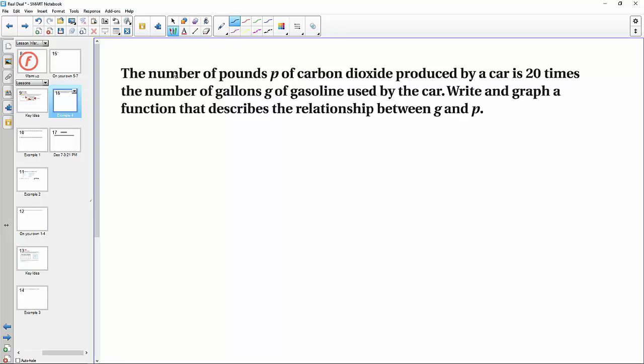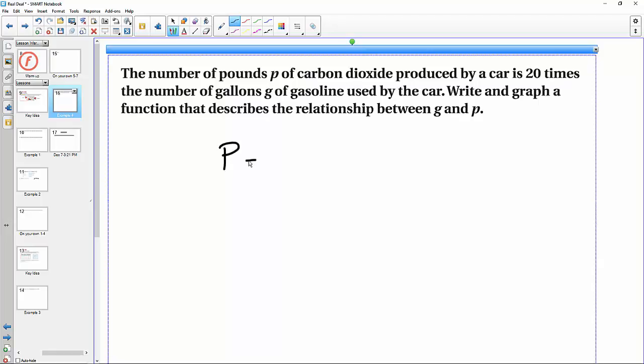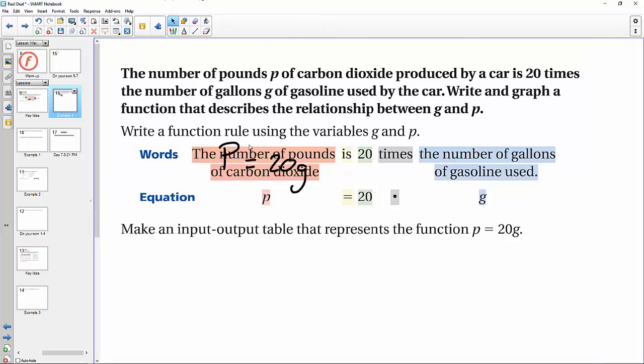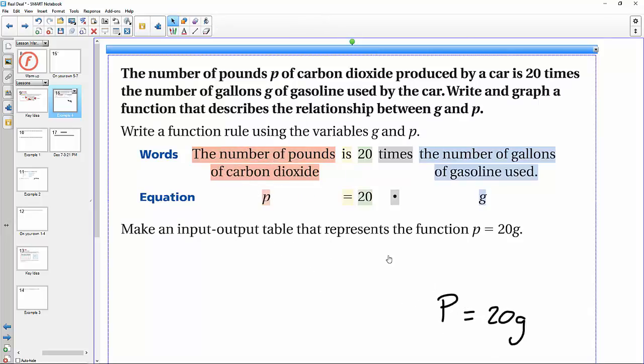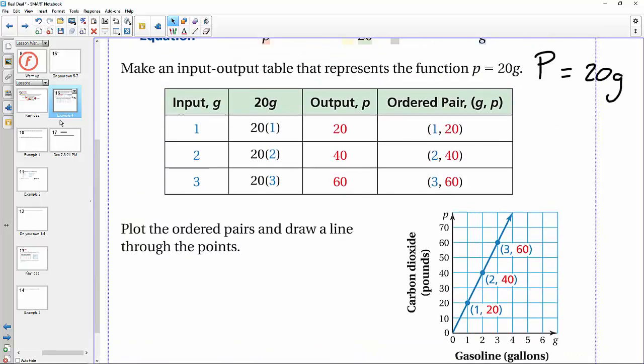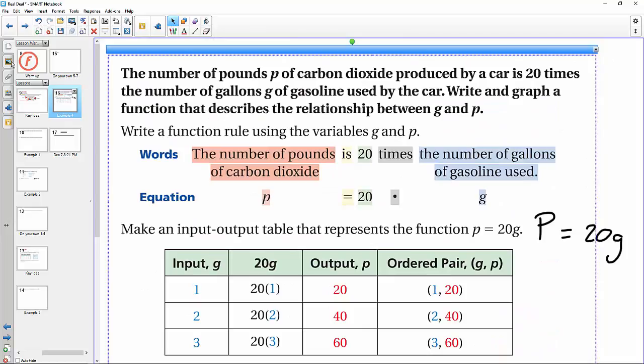And then the last thing here is the number of pounds P of carbon dioxide produced by a car is 20 times the number of G gallons of gas used by the car. Write a graph and function that describes the relationship between G and P. Well, I know that I have my P equals 20G is what it just said. And here's how you write it. Let me just move this out of the way so you can actually see it. Here's the ordered pairs. And then the graph, of course. So these are the various ways that you could actually represent functions.